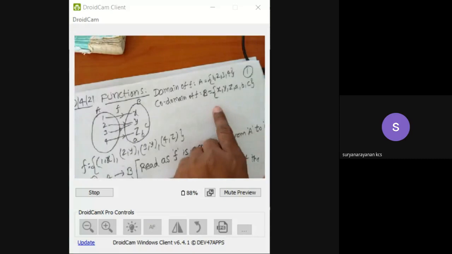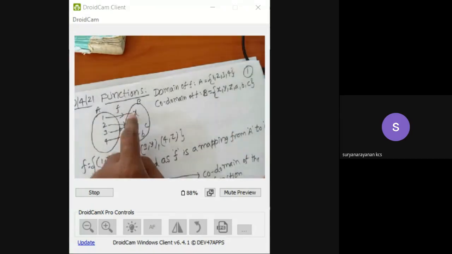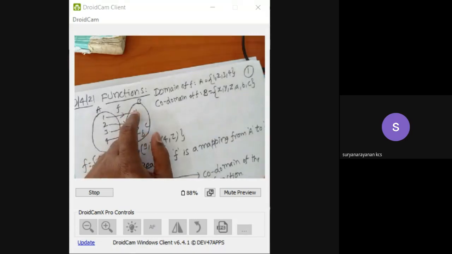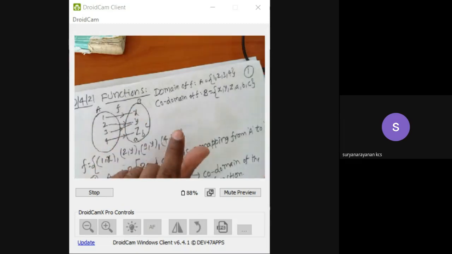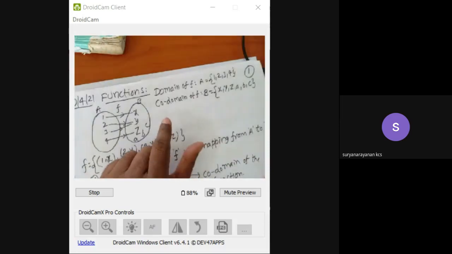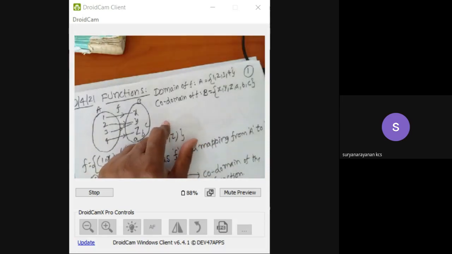So what is the second set here? B. X, Y, Z, A, B, C. All these elements are the members of set B. All the elements of set B are said to be the codomain of the function F. Okay, my dear Jerome Jasliraj, is this point clear? Okay, sir.